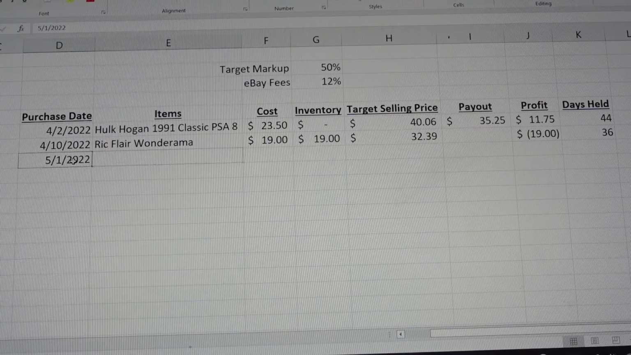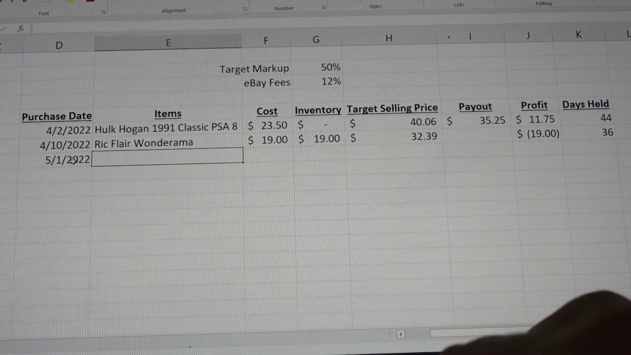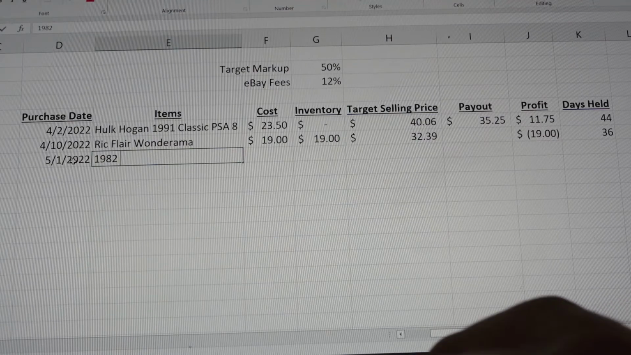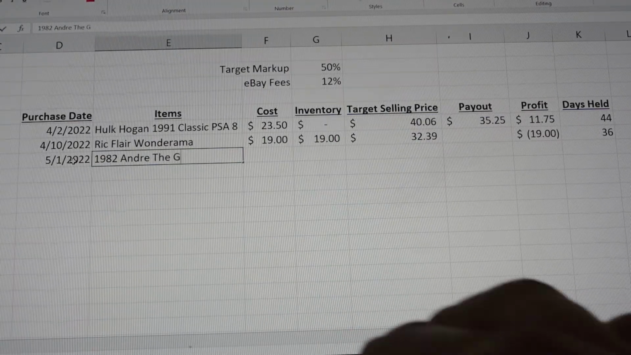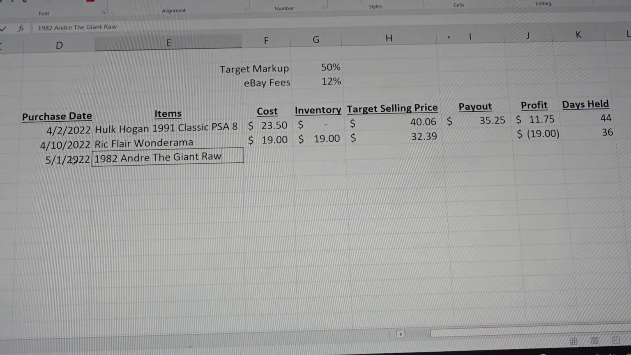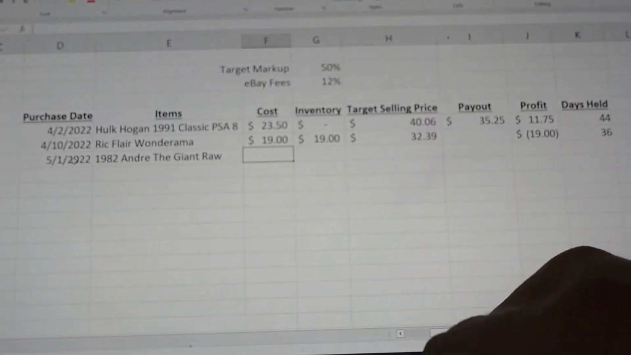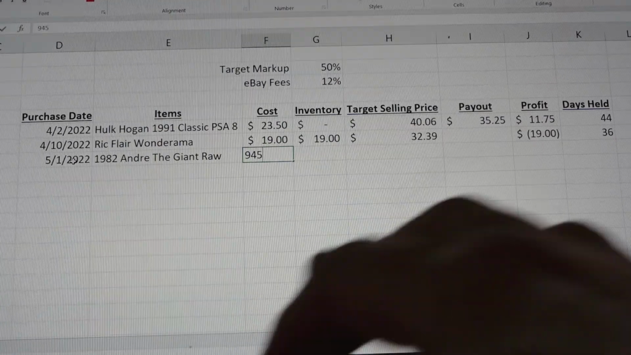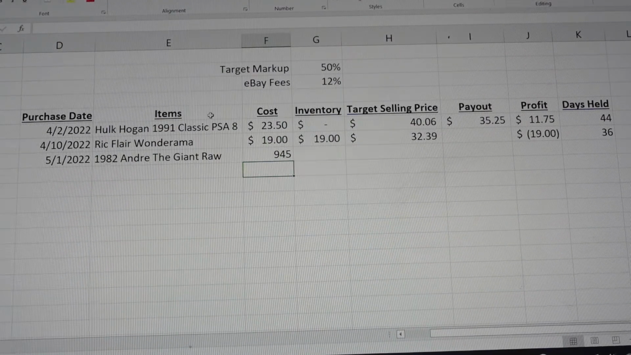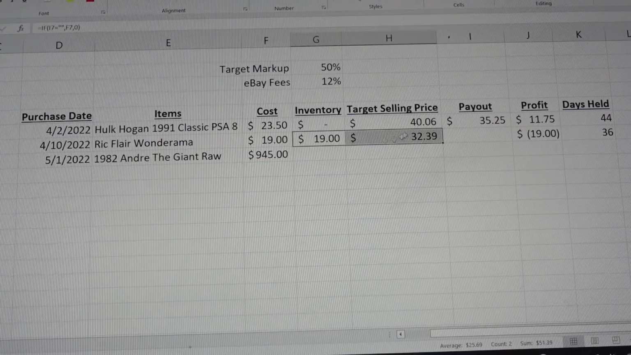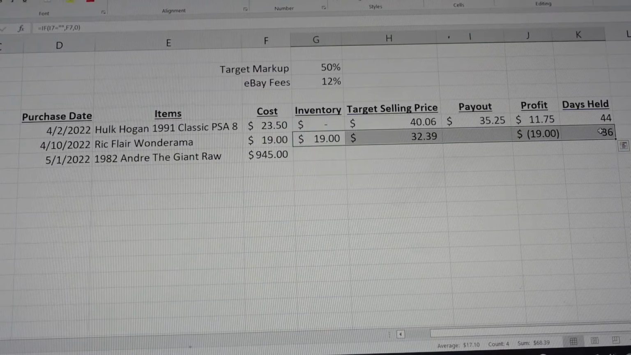5/1/22. I bought a big card here. Let's say I bought a 1982 Andre the Giant Raw. That's a Wrestling All-Stars card, so that cost me $945. Again, I'm going to want to change my format to that nice format. Let's pull these cells down.